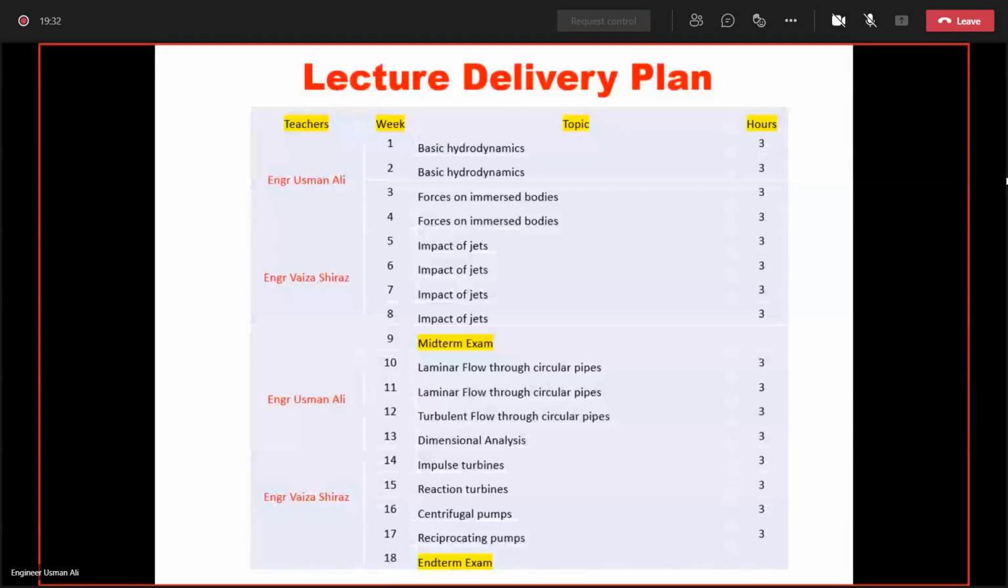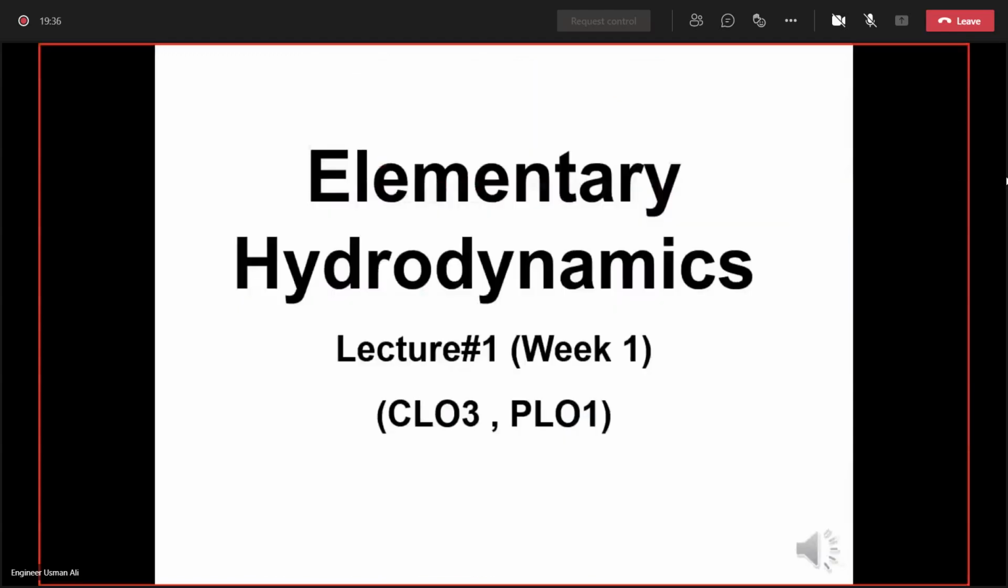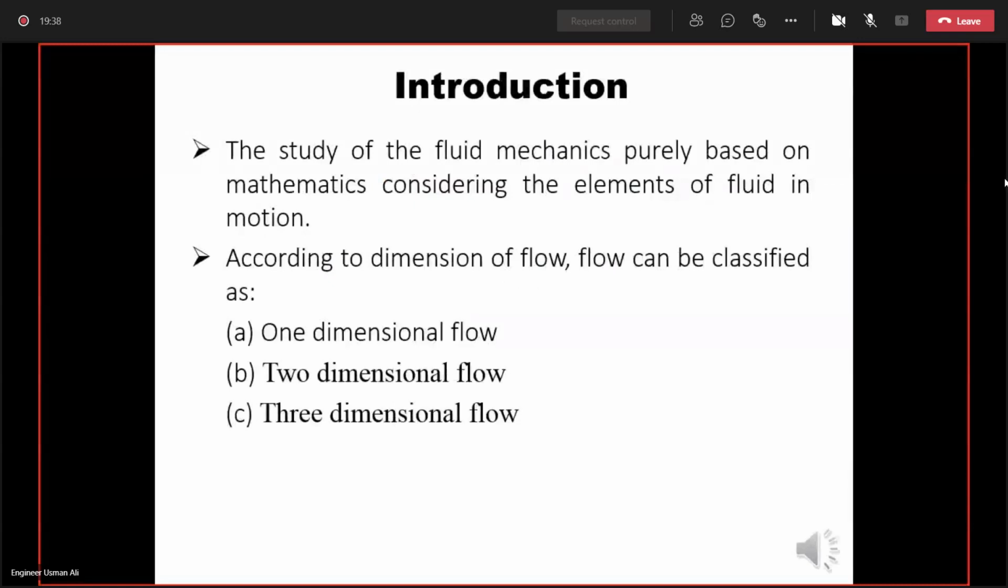So we started with elementary hydrodynamics, in which we first of all defined the study of fluid mechanics based on mathematical terms, mathematical equations. And now you should be well clear that we have derived certain equations to define continuity, to define rotational and irrotational flow, and also to define the stream function, velocity potential function, etc.